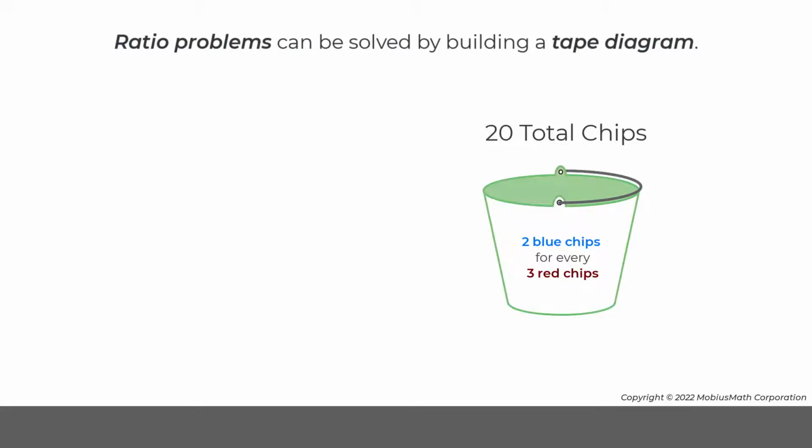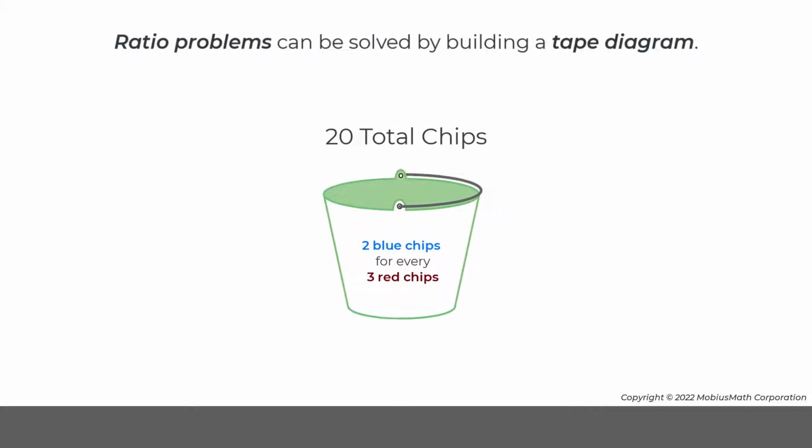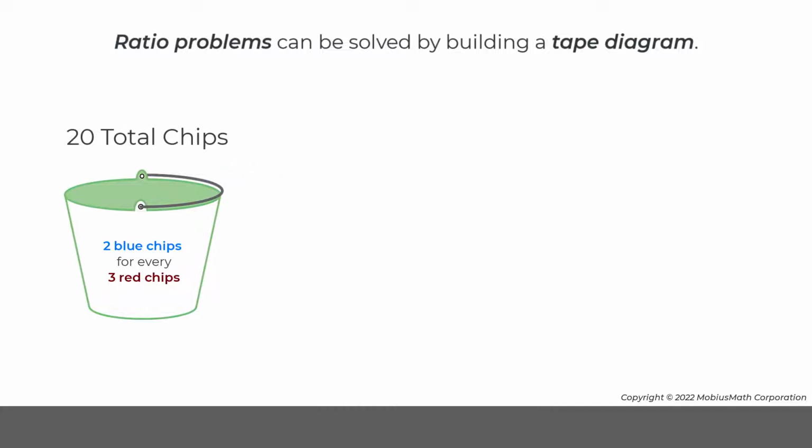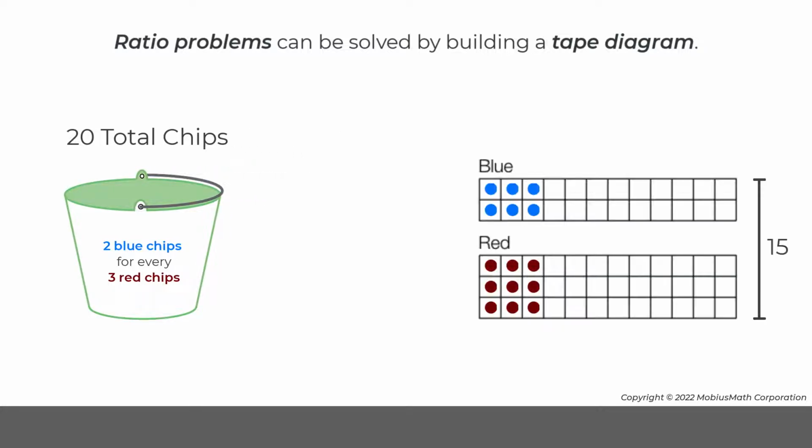Ratio problems can be solved by building a tape diagram. For example, in a previous video, a bucket with 20 chips has a ratio of 2 blue chips for every 3 red chips. The number of blue chips in a bucket can be found by building rectangular arrays with 4 columns of 2 blue chips and 3 red chips. A tape diagram is a shortcut for building rectangular arrays.